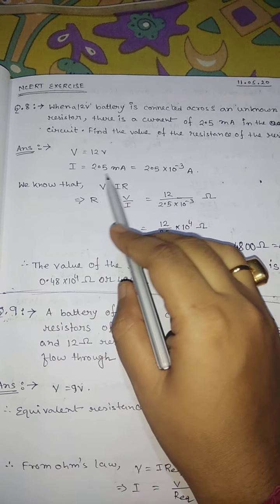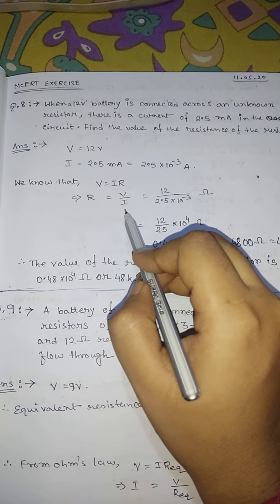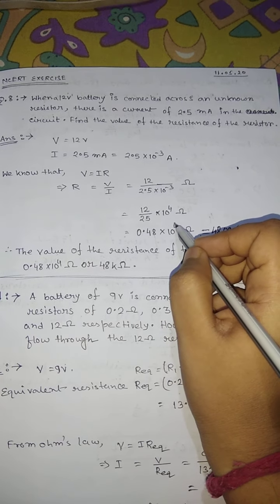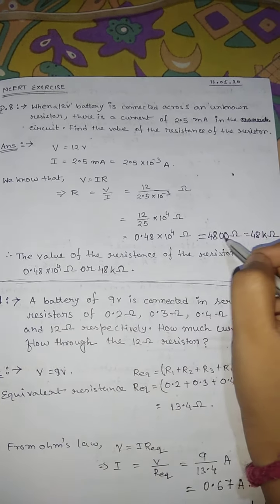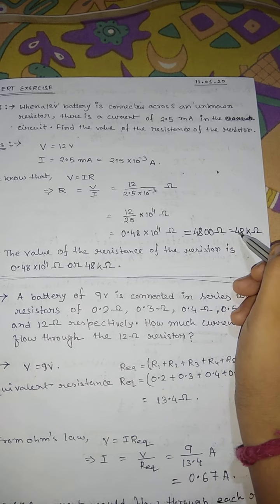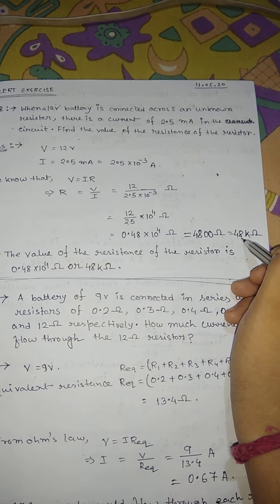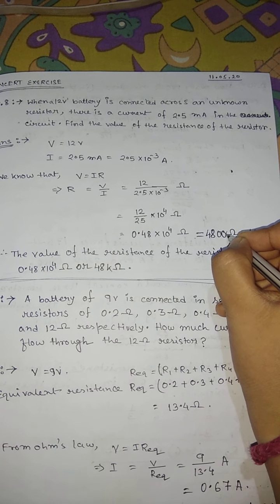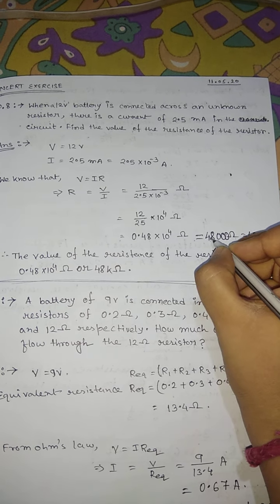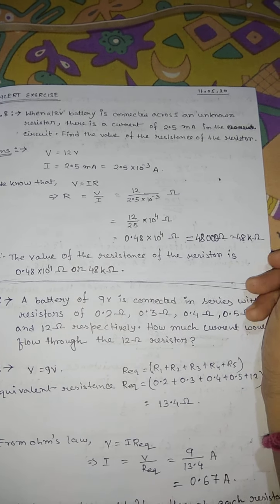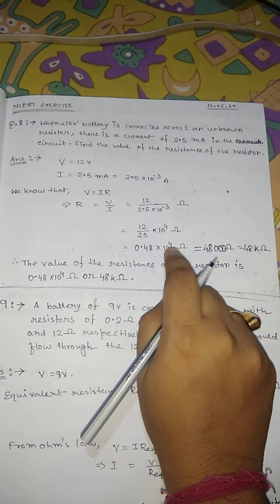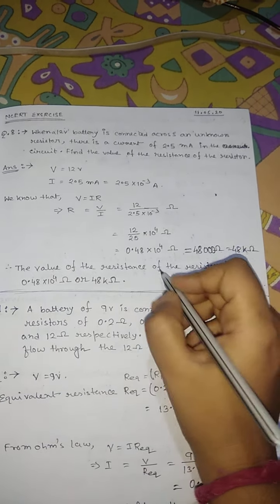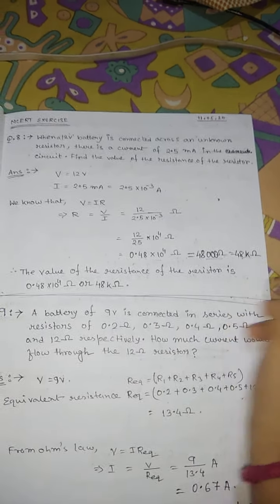Now we use the formula, Ohm's law, V equals IR. So R equals V by I, and we put the values here. We calculate it, and we have 4.8 into 10 to the power 3 ohm. If you solve this, you get 4800 ohm, or we can say 48 kilo ohm. Sorry, another 0 is here. That means 48,000 ohm or 48 kilo ohm. So either way, if you write this one, this also is okay. You can write either this or this.